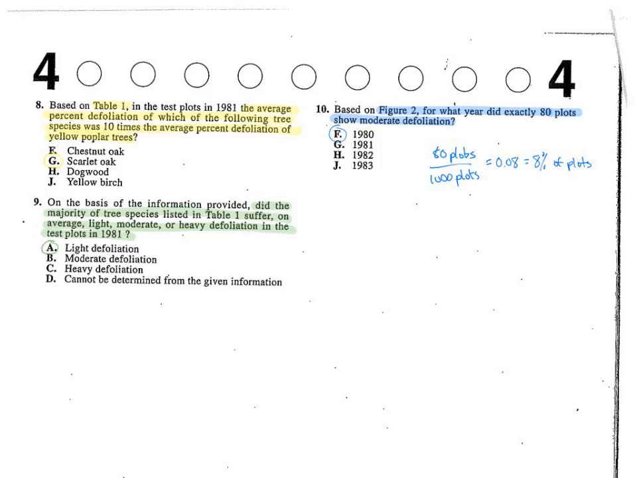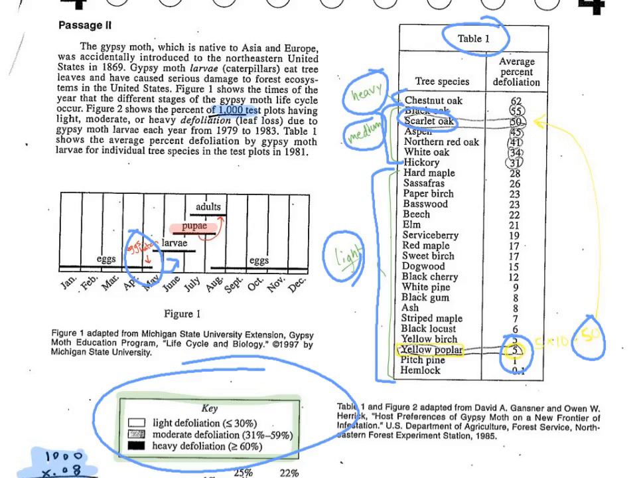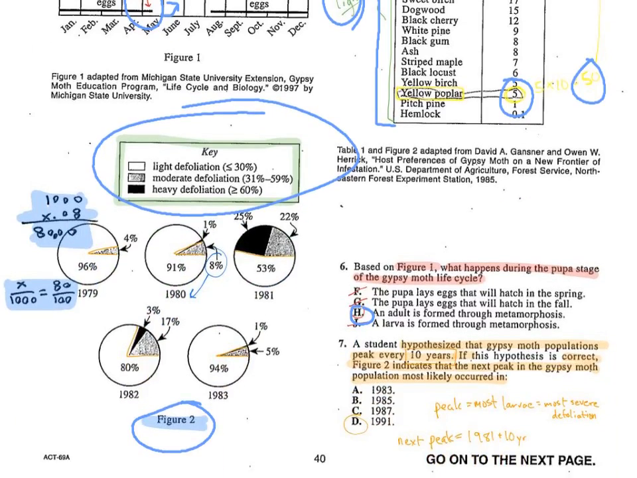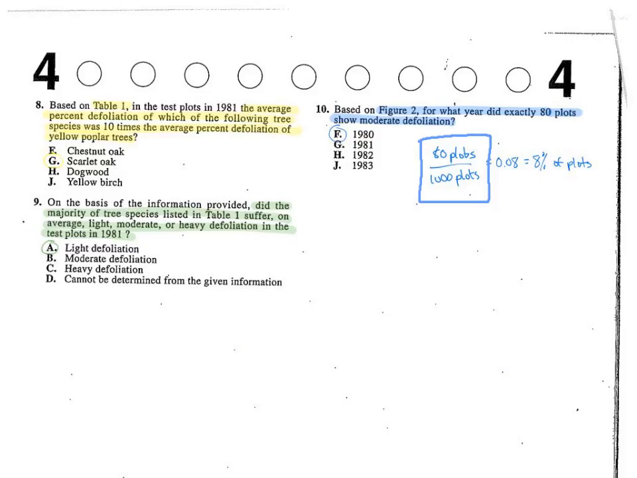For number 10, based on figure 2, for what year did exactly 80 plots show moderate defoliation? Well, remember from figure 2 there's 1,000 plots. So 80 out of 1,000 plots is about 8%. Now one way to think about that is about 100 out of 1,000 plots would be 10%. So we're a little under 10%. And if you look for moderate defoliation, 8% right here, moderate defoliation would be the gray right there in 1980. So the answer for that one was F.